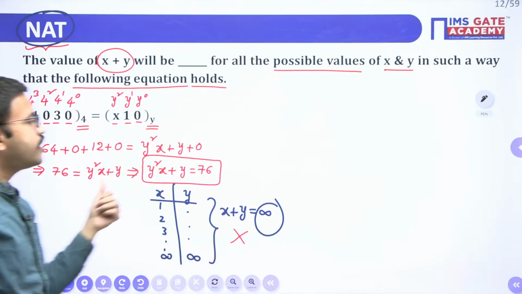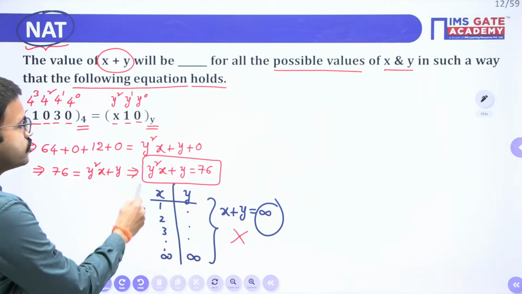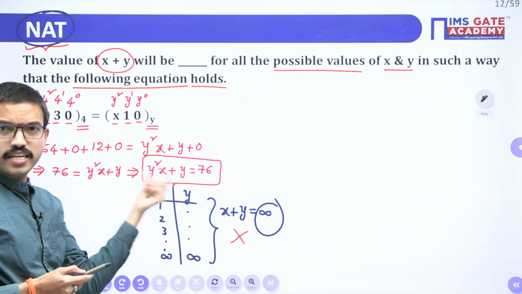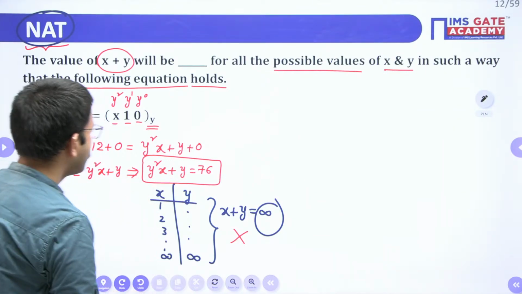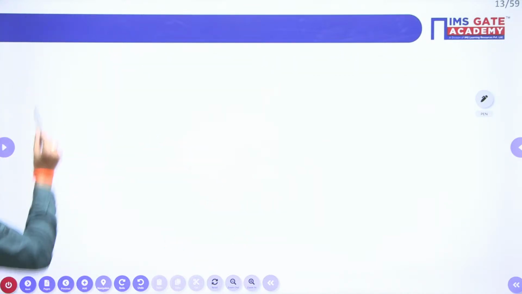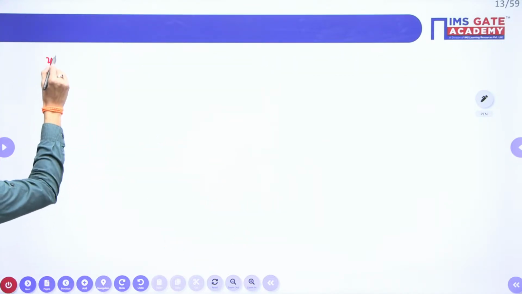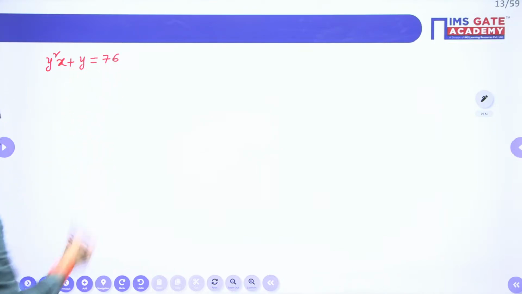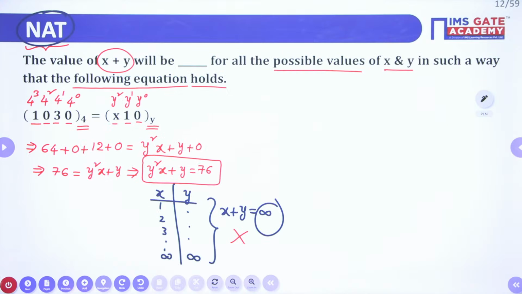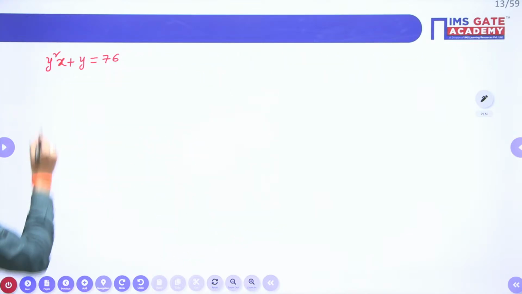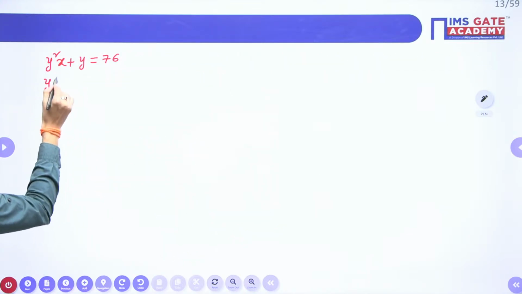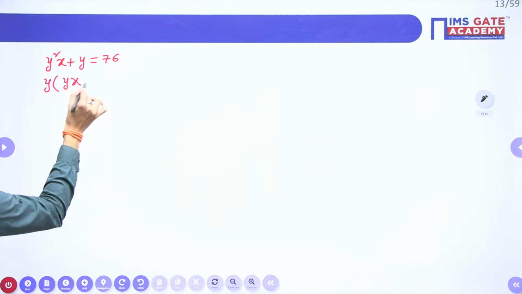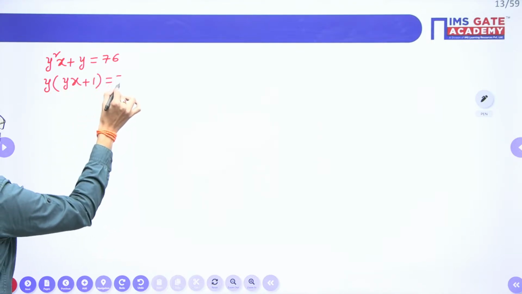Now, in order to solve this question, the easy method is what you can do. From this, you just take common terms. y square x plus y equal to 76, this is the equation we got. So from these two I am taking y as common. Then you will get y into x plus 1 equal to 76.